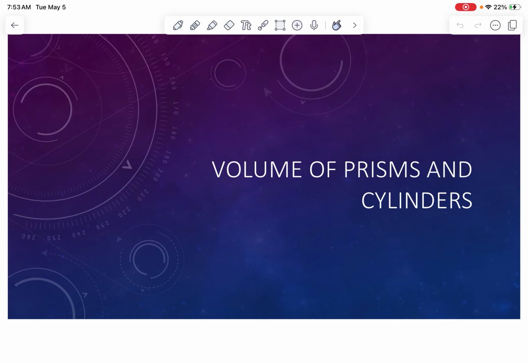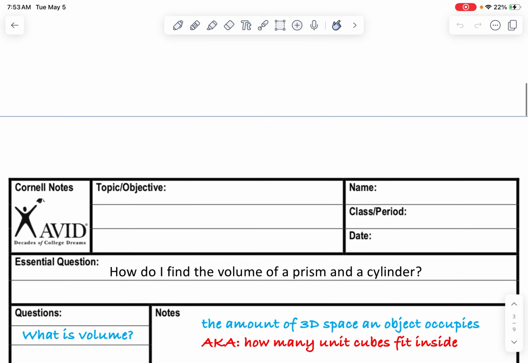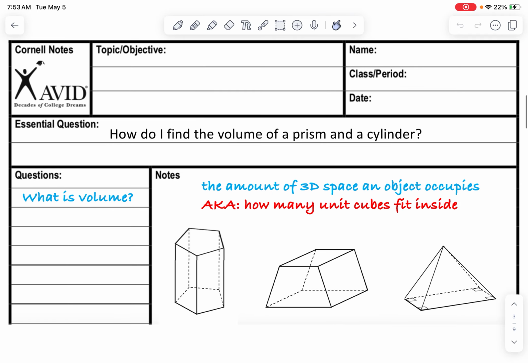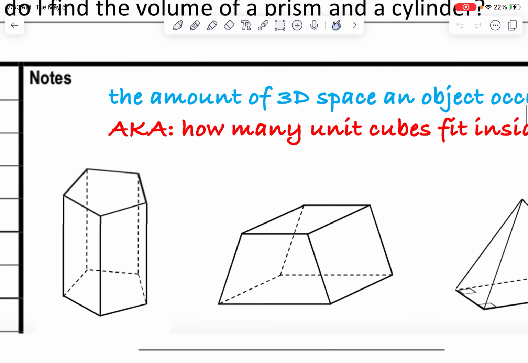Okay, so this lesson is on volume of prisms and cylinders. So what is volume? Volume is the amount of three-dimensional space an object occupies. In other words, how many little unit cubes fit into a shape.